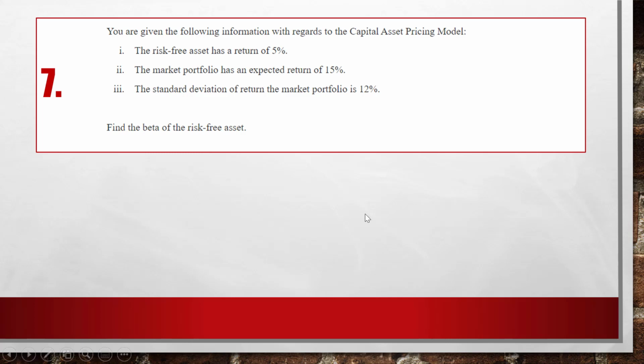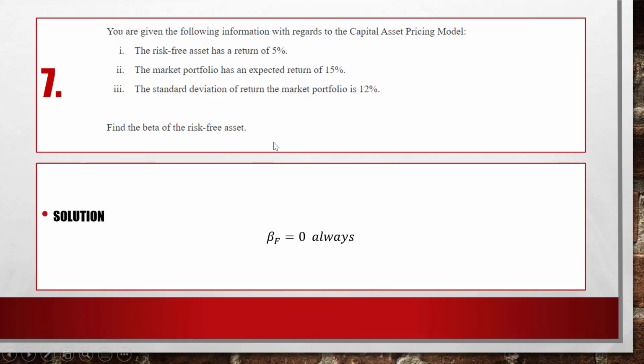Well, maybe you would think about writing out all the information and solving for the risk-free rate. The beta of the risk-free rate, of course, is this word. However, we should quickly realize that the risk-free asset is risk-free, and beta is a measure of risk. So the beta of the risk-free asset should be 0 because the asset is risk-free. So beta F is 0 always.